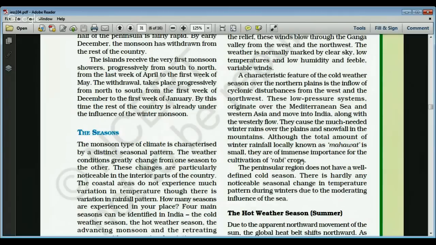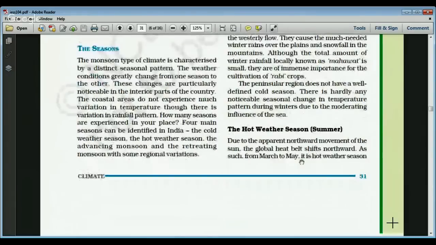And the low pressure systems which originate over the Mediterranean Sea and Western Asia move into India as the western cyclonic disturbance. I've told you this. And they come along with the westerly flow. They cause the much needed winter rainfall over the plains and snowfall in the mountains. Although the total amount of winter rainfall, also known as Mahawat, is very small, it is very important for the rabi crops and particularly the wheat crop.